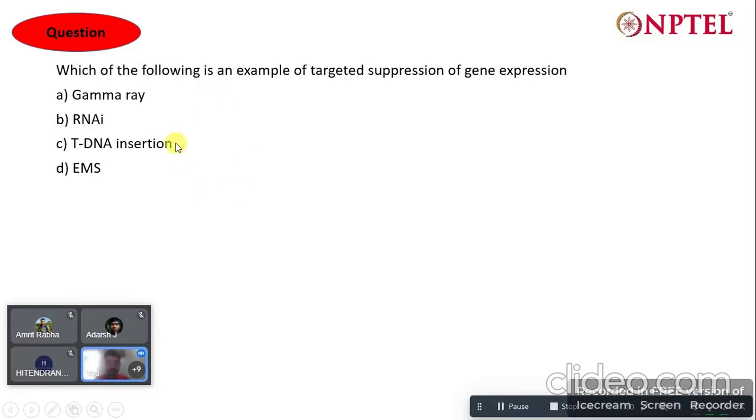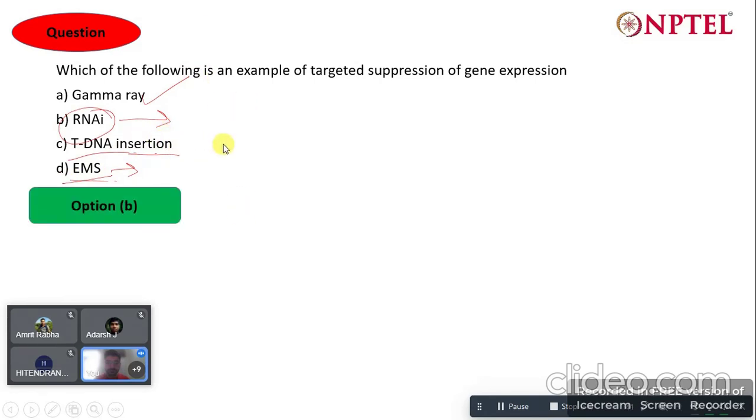Gamma rays are basically used for the generation of mutations in the DNA, and RNAi is a mechanism that helps in suppression of the gene at the transcription and the post-transcriptional level. And tDNA insertion is not a method of suppression of gene expression, and EMS is also used for generating mutations in the DNA. So option B is the correct answer.